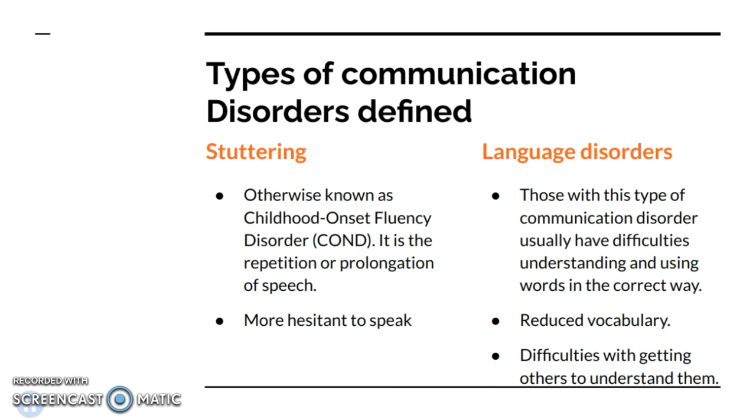So the types of disorders defined: stuttering or childhood onset fluency disorder is the repetition or prolongation of speech. People like that, they're more hesitant to speak because they feel like they're gonna stutter and then get made fun of. Language disorders are when people have difficulties understanding and using words in the correct way and in the correct context. They have reduced vocabulary. They have difficulties getting other people to understand them, so they probably won't talk as much.